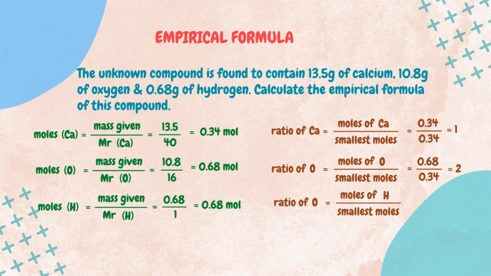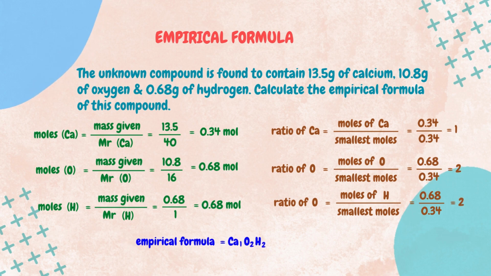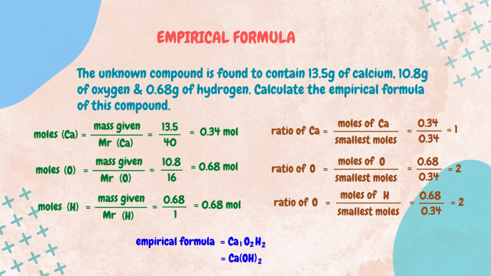The ratio of hydrogen is equal to the mole of hydrogen over the smallest mole. The mole of hydrogen is 0.68. The smallest mole is 0.34. 0.68 over 0.34 gives 2. Therefore, the empirical formula of this compound is Ca1O2H2. This is further written as Ca(OH)2, the chemical formula for calcium hydroxide.